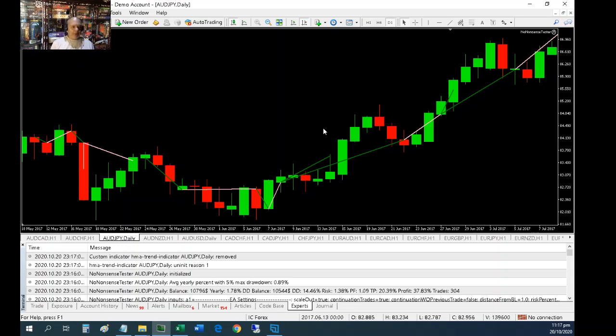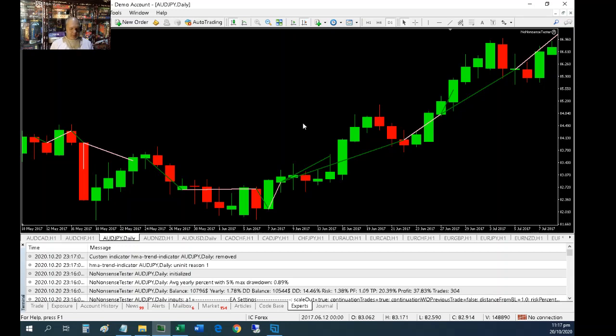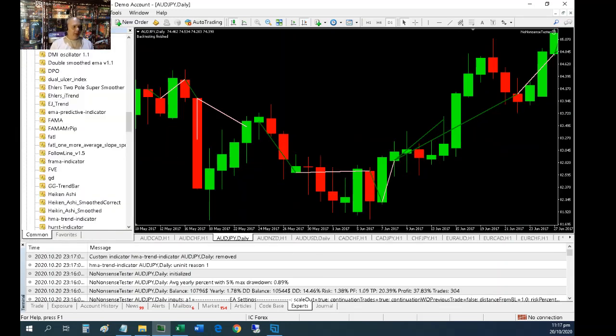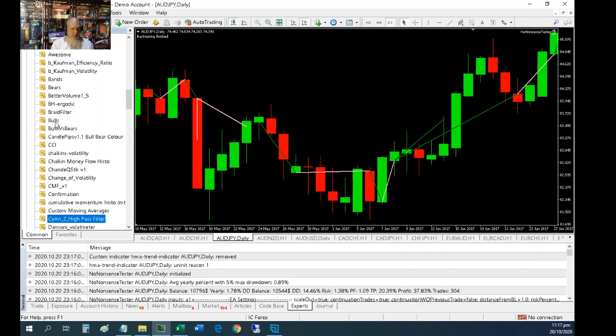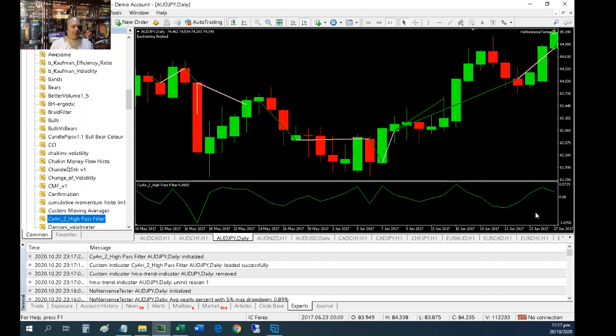To avoid the confusion, let's pull up another indicator. This time we'll test a zero line cross for one of the more popular indicators, which is the Cyan 2 high pass filter. Now just to make it easier, I'll put a zero level in so that we can see where the lines cross. Alright, so this is the lines, this is the zero level.